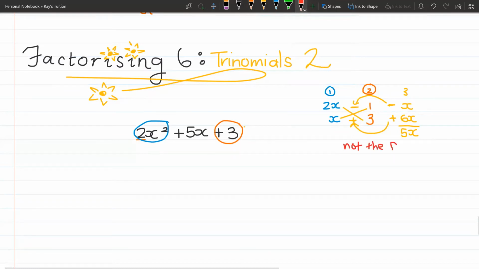Why are these not the factors? Because we want a positive 3. So we needed the same signs over here and we have different signs. So this is what we mean when we say it's trial and error. So we try another method.